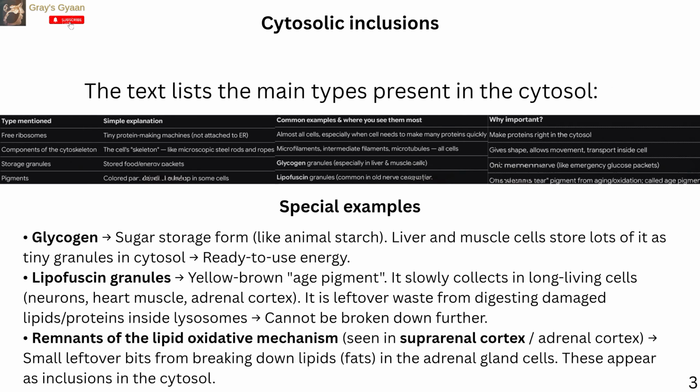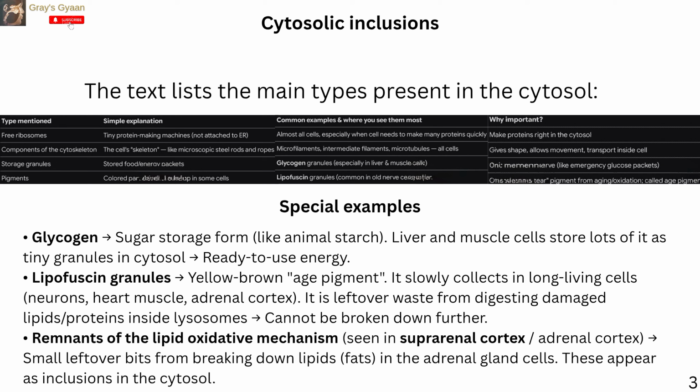Special examples: glycogen, storage form of sugar. Liver and muscle cells store lots of it as tiny granules in cytosol, ready to use energy. Lipofuscin granules, yellow-brown, aged pigment. It slowly collects in long-living cells, like neurons, heart muscle, adrenal cortex. It is leftover waste from digesting damaged lipids or proteins inside lysosomes, cannot be broken down further.